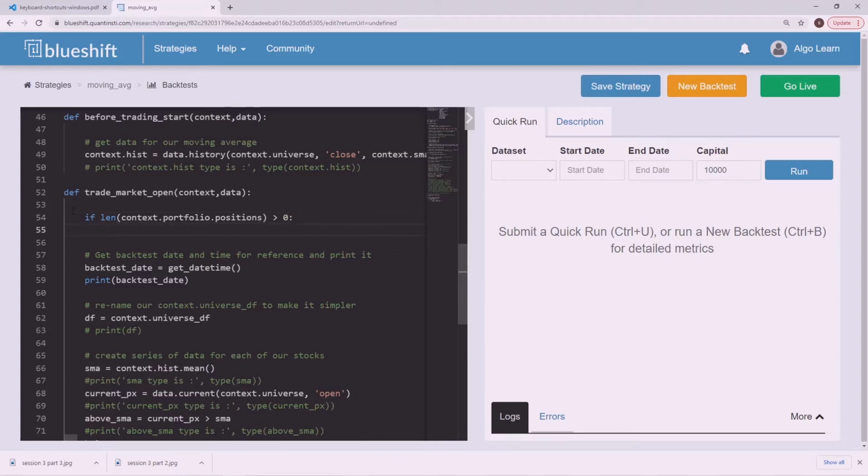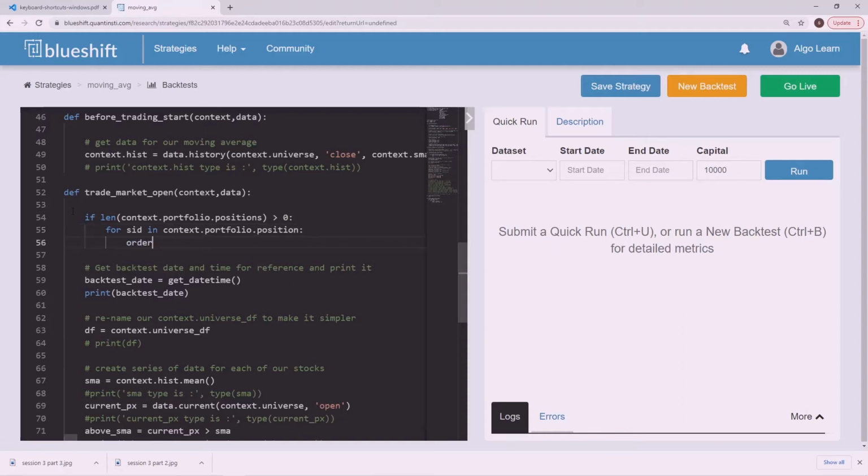So if it's greater than 0, then we're going to have a little loop. So we're going to do for the security ID in context portfolio positions. So we just want to know whatever the security ID is, we're going to do order target percent, taking that security down to 0. So we're selling all the position.